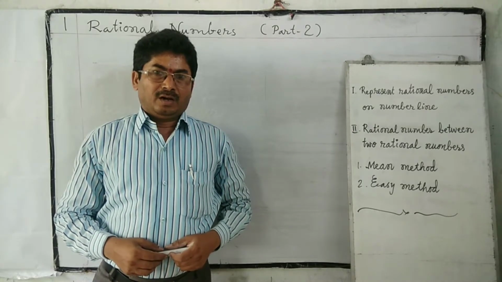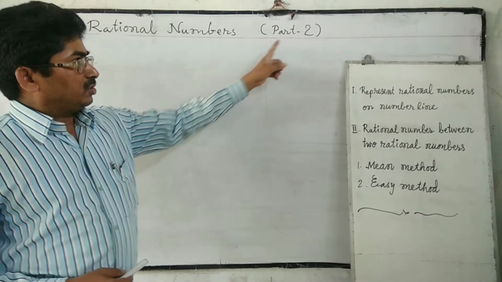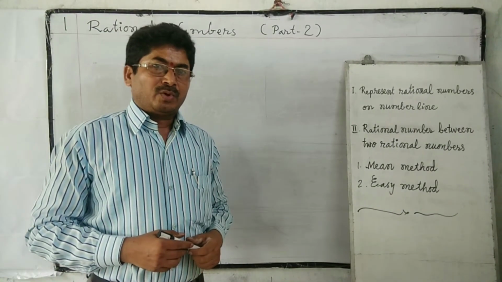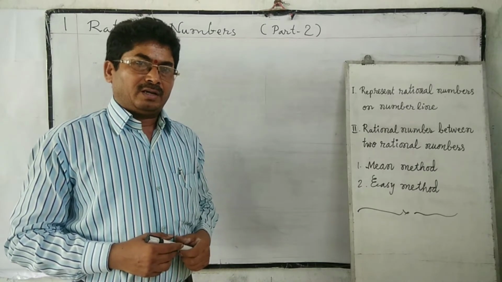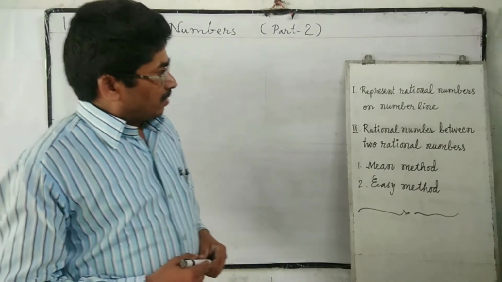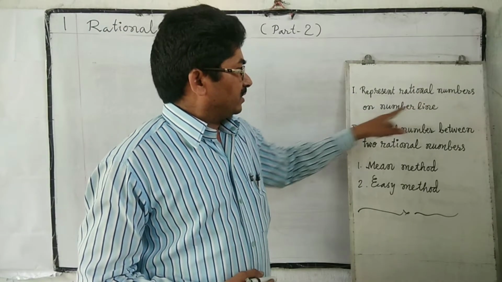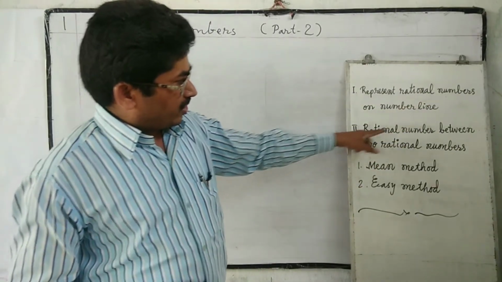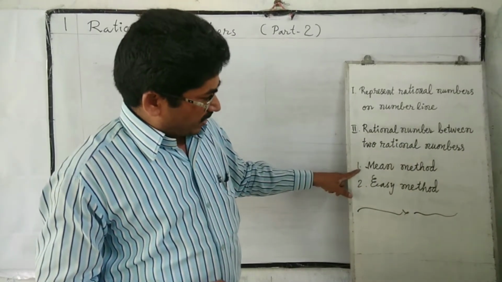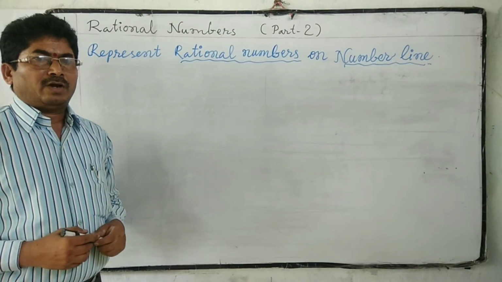In this video, I would like to teach you rational numbers. This is part 2 video on rational numbers. If you haven't watched part 1, watch that video immediately and then watch this video. In this part 2, we are going to learn how to represent rational numbers on a number line, and how to find a rational number between two rational numbers, using the mean method and the easy method. Let us learn one by one.